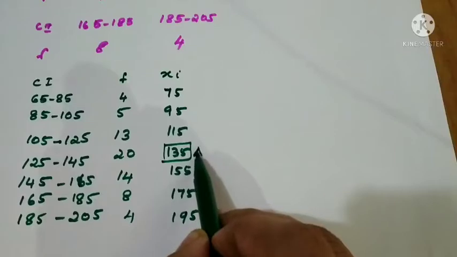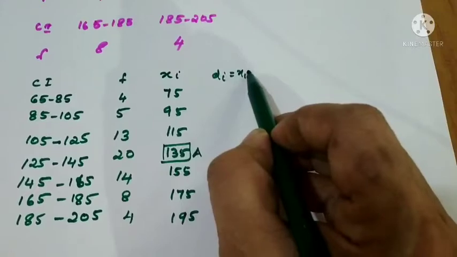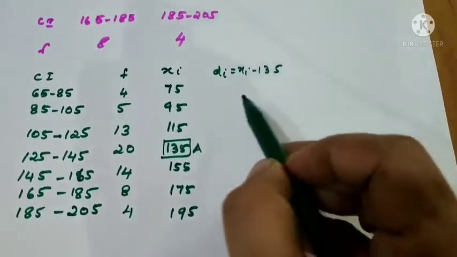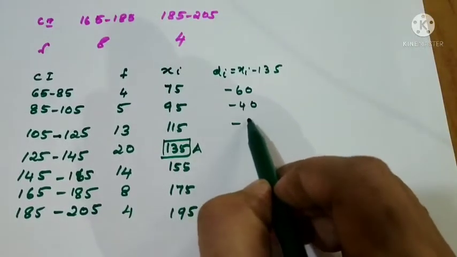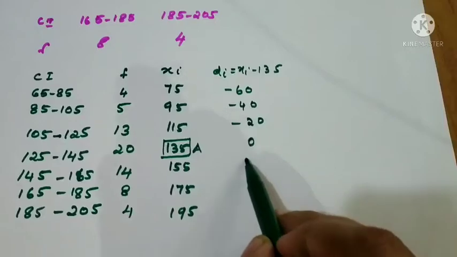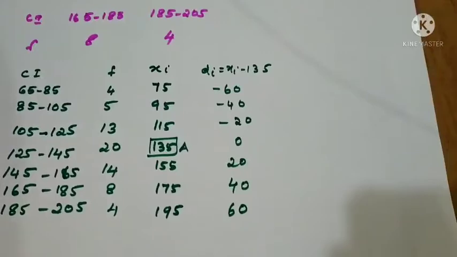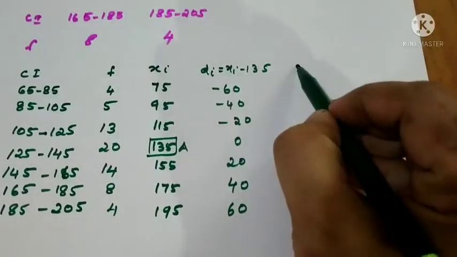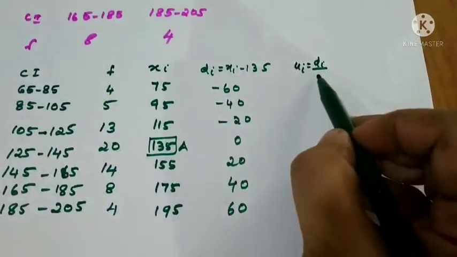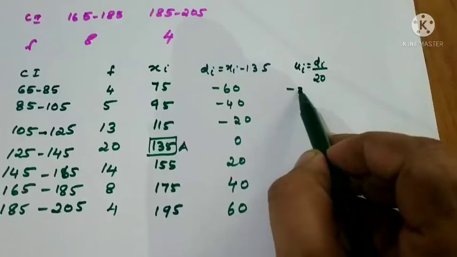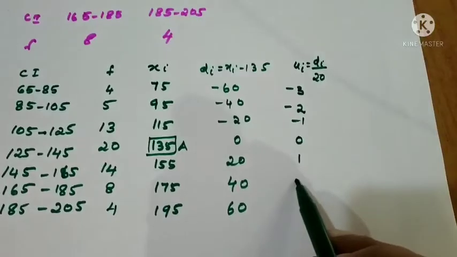So I'll write here the column di, that is xi minus 135. So it is minus 60, minus 40, minus 20, 0, 20, 40, then 60. Next column is ui. ui means di divided by which number can we take? This 20 is common in all the terms. So minus 3, minus 2, minus 1, 0, 1, 2, 3.